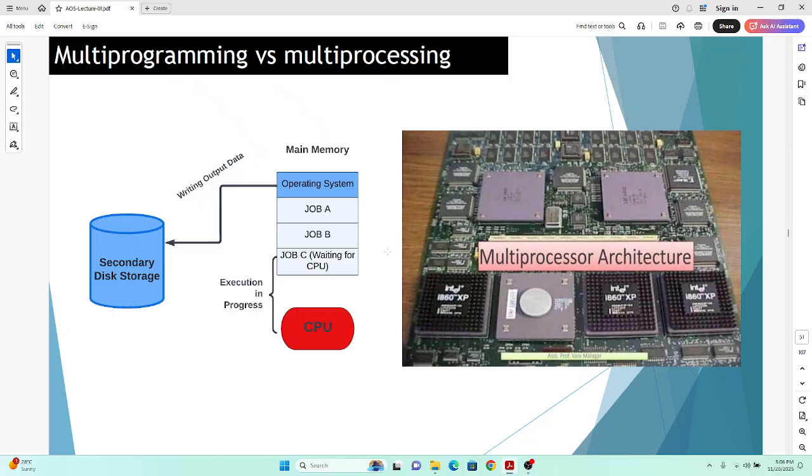So as you can see, we have a secondary storage and the program is loaded onto the main memory of the operating system, like job A, job B and job C. These are all loaded into the main memory and can be executed or loaded step by step.